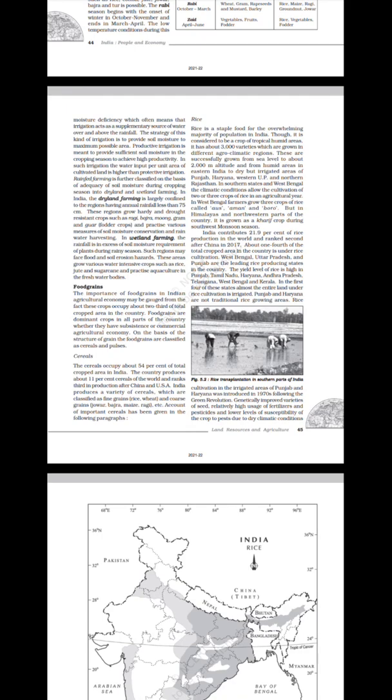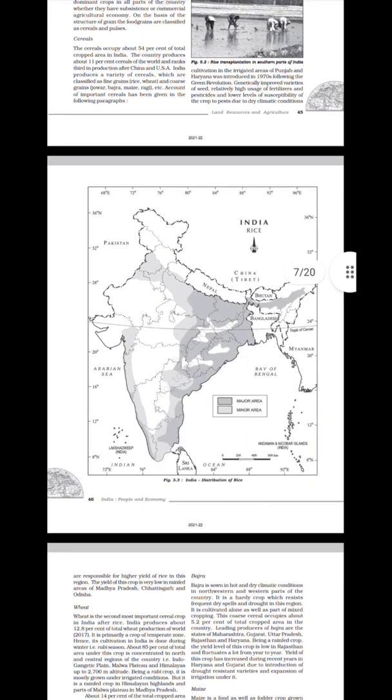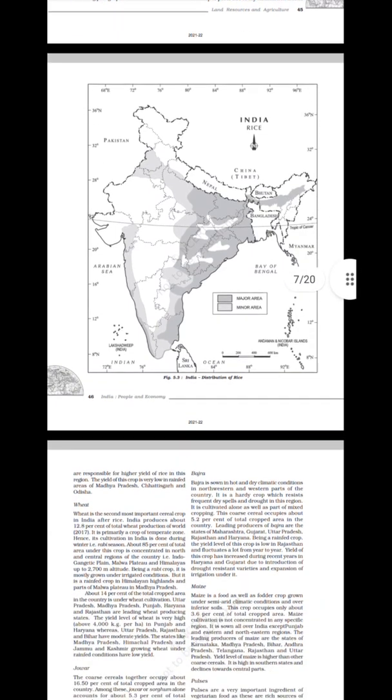Genetically improved varieties of seed, relatively high usage of fertilizers and pesticides, and lower levels of susceptibility of the crop to pests due to dry climatic conditions. Take a look at the map. Take a look at Figure 5.3, India distribution of rice.